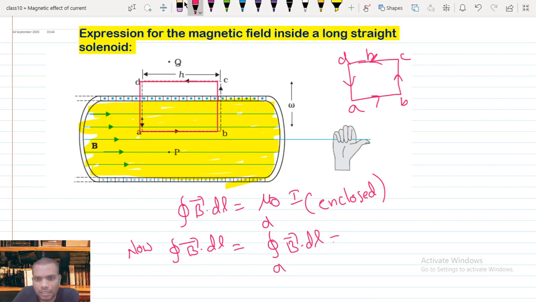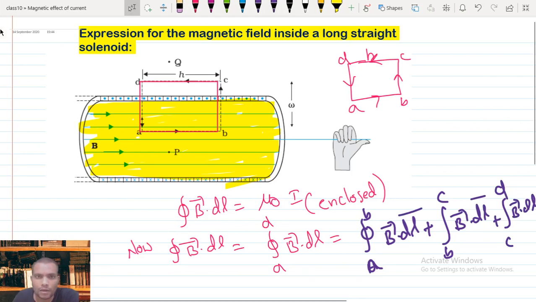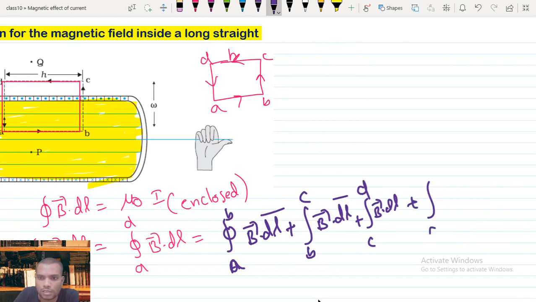So the small loop a to d we fragment into particular parts, that is closed integral a to b, B bar dot dl, plus closed integral b to c, B bar dot dl, plus closed integral c to d, B bar dot dl, and last closed integral d to a. Everything is closed integral B bar dot dl. So this is what we did.